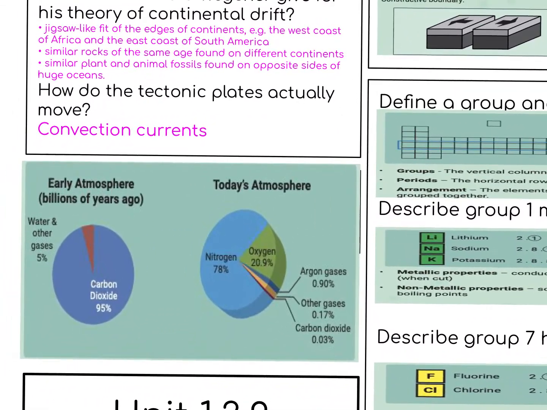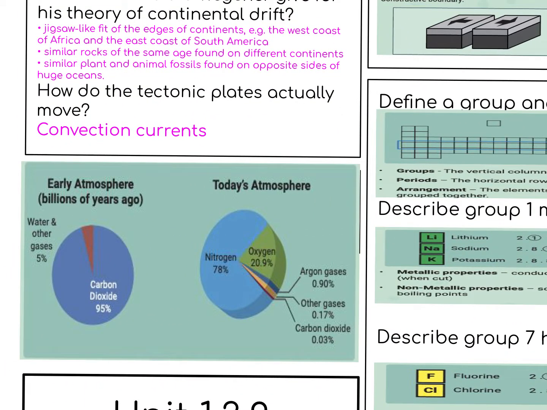Okay, you need to be able to explain what the early atmosphere looked like. Okay, it was lots of volcanoes, constantly erupting, loads of ash cloud, and it was 95% carbon dioxide.